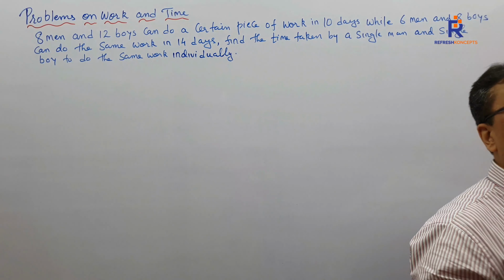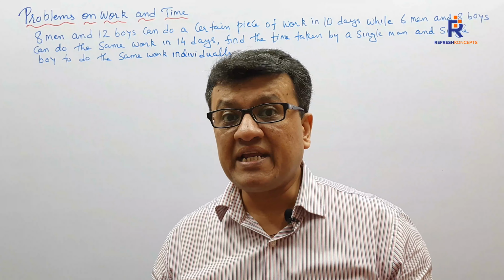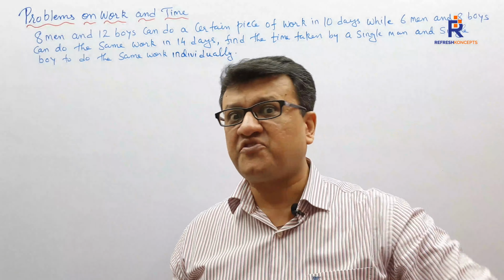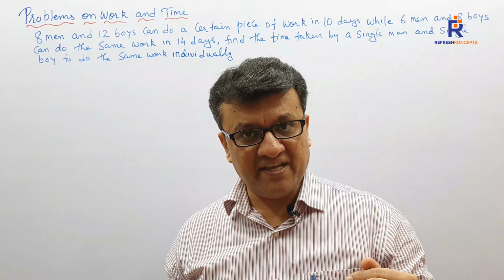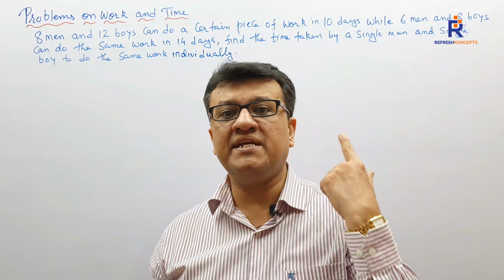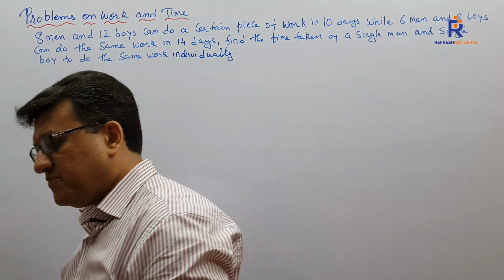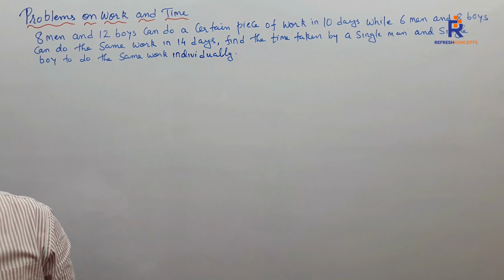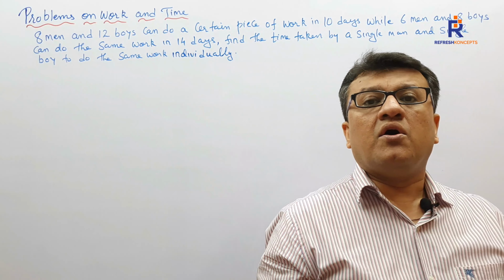How much part of the work gets completed in 2 days? 2/5 of the work. How much part gets completed in 4 days? 4/5 of the work. And how much part gets completed in 5 days? 5 by 5, that is 5/5, which is nothing but one complete work. Children, whenever we are dealing with problems on time and work, this is what we have to keep in mind.